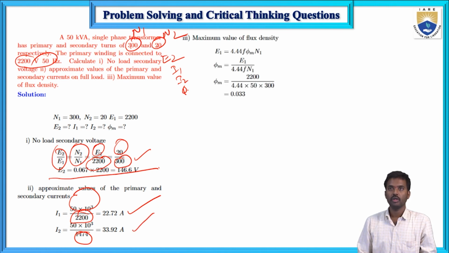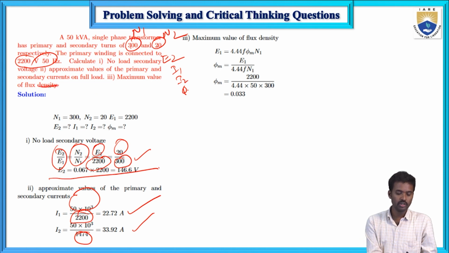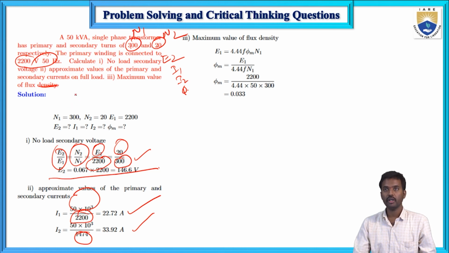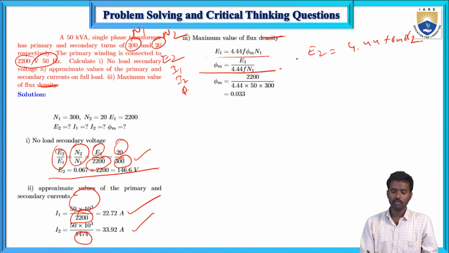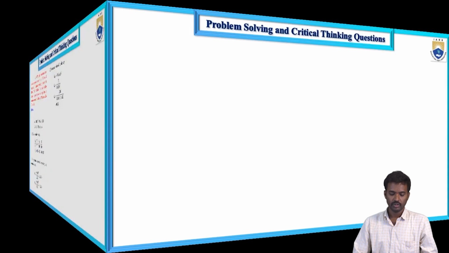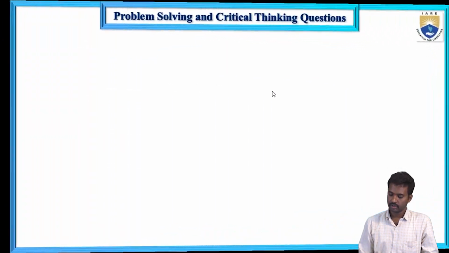And next, what about this one? The maximum value of flux density equals, not flux density, flux value. I think this one is flux. If we know the area of the core, then only we can calculate the maximum value of flux density. This is the flux. And next, E1 equals 4.44 f Φm N1, or E2 equals 4.44 f Φm N2. So here Φm equals E1 by 4.44 f N1. So this is E1, f and N1. So this value equals 0.03 Weber.